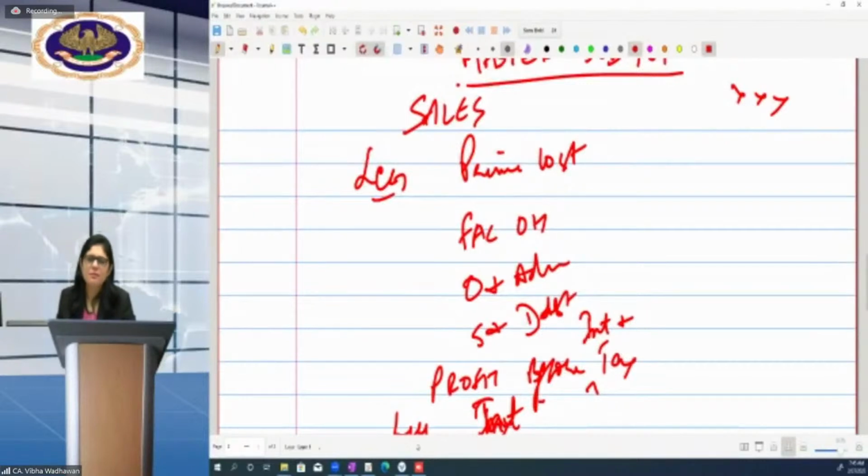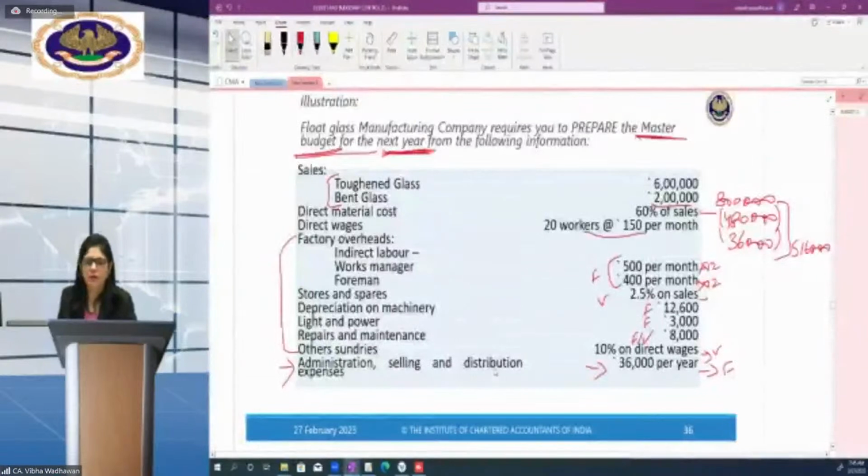Similarly, we make the master balance sheet also, the master budget for the balance sheet, in the vertical format. For the master budget, we can make the cost sheet also, but since we are making the master budget, not the cost sheet, it's better if you start with sales. Otherwise, in the cost sheet, we start with direct material. But since it's a master budget and we have to reflect the profit, it's better if we start with the sales.